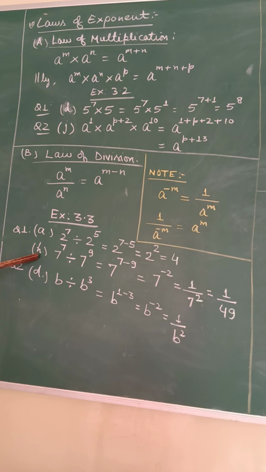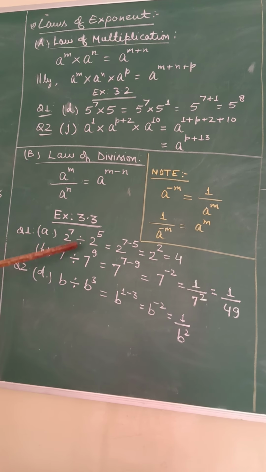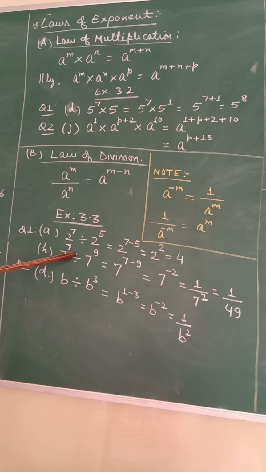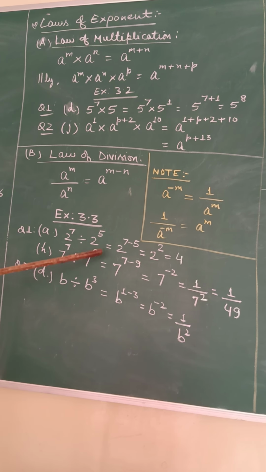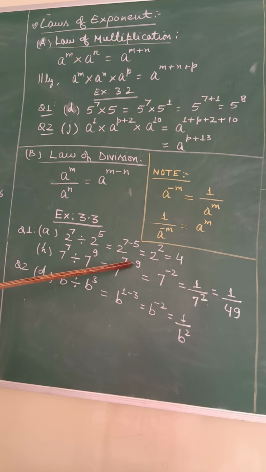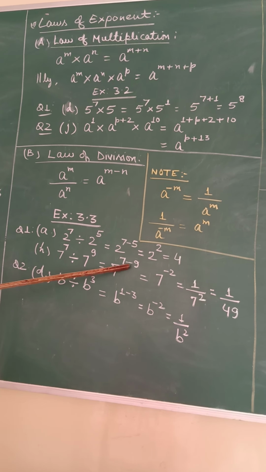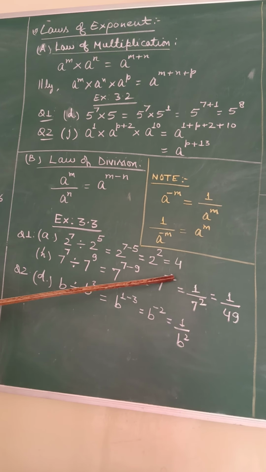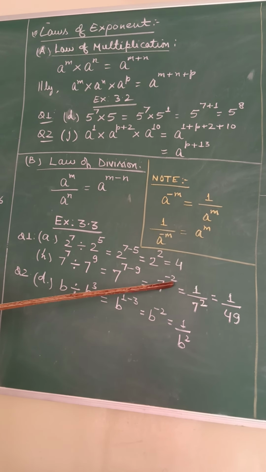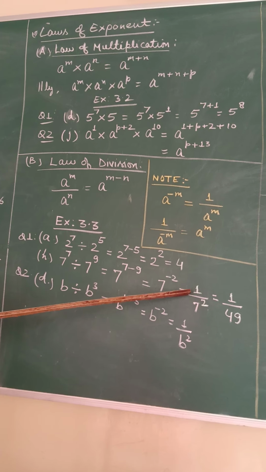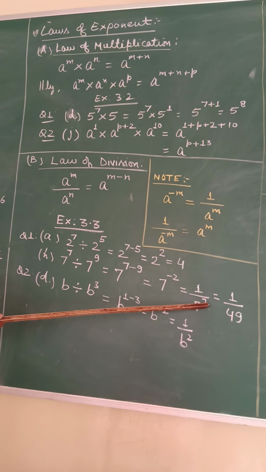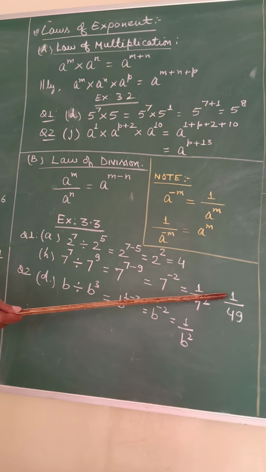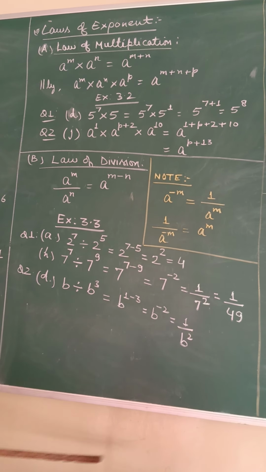In question 1, h part, 7 raised to power 7 divided by 7 raised to power 9. The base is the same and they are dividing each other, right? So the power will subtract. So 7 raised to power 7 minus 9, you will get minus 2. Right? So the power is negative, you can convert it into positive. So 1 upon 7 raised to power 2, you will get 1 upon 49.